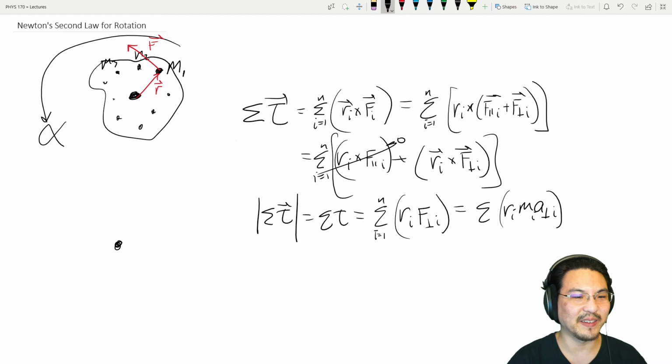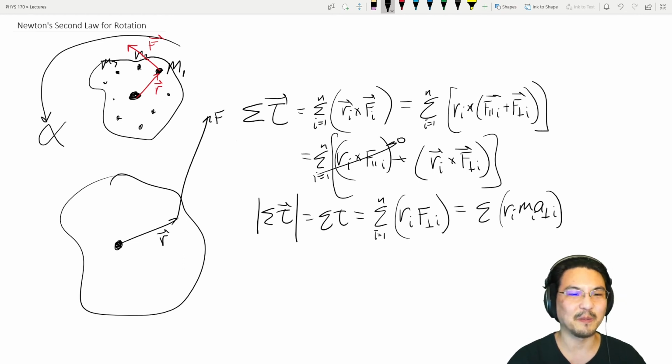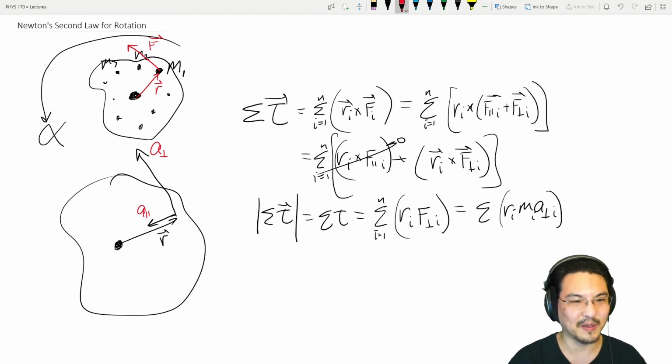So if we're rotating about some point like this, here's R, here's, let's say, F, but we decompose it into, let's say, perpendicular, parallel. I'll just draw it like this, right? And then the acceleration. So this is the acceleration perpendicular to R. This is the acceleration parallel to R. This component of the acceleration is centripetal. That's not contributing any torque. Only this one, which is tangent to the path, right? It's tangential to the path.